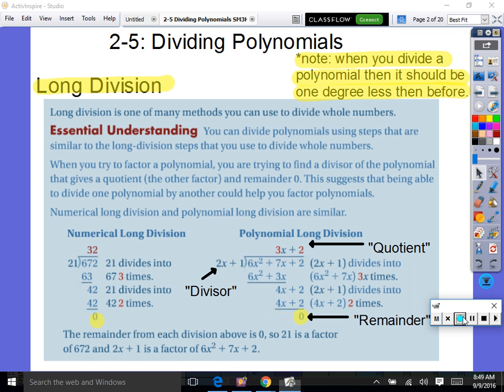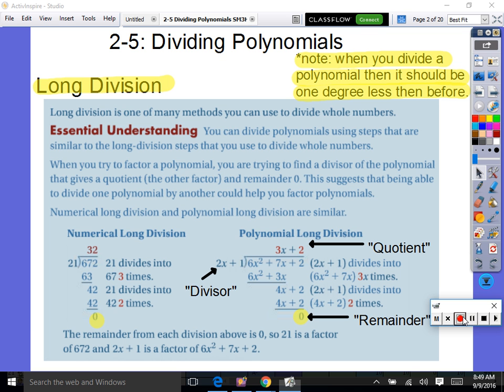There's a couple words that you will want to note here. This is called the divisor, what you're dividing by. So this 2x plus 1, if I ever say the divisor, it's what you're dividing the polynomial by. This is the polynomial. We're dividing 6x squared plus 7x plus 2 by 2x plus 1. That's the divisor. And what you get is called the quotient.